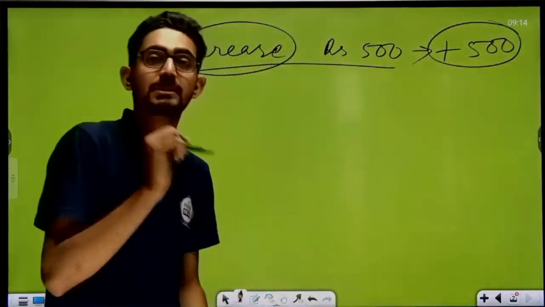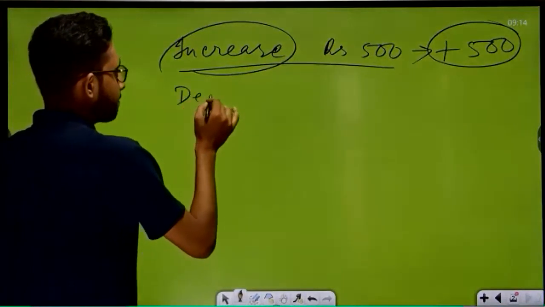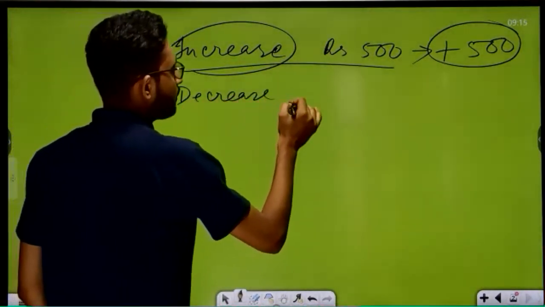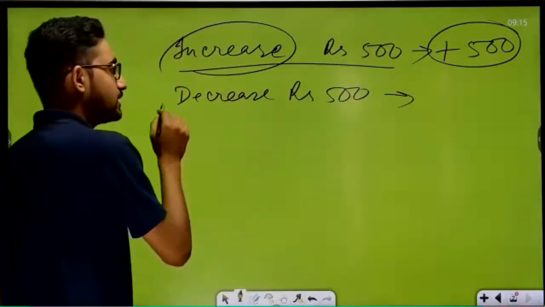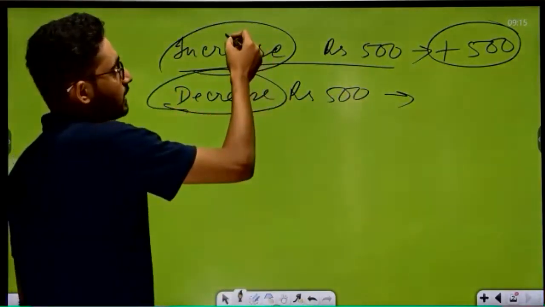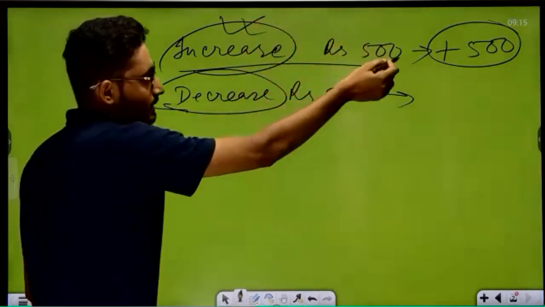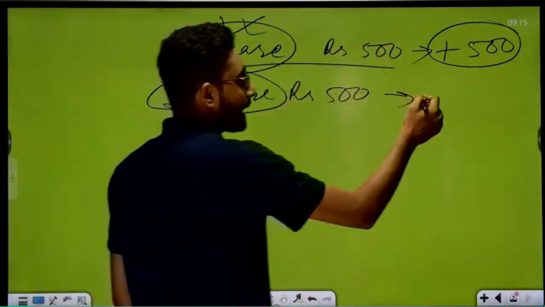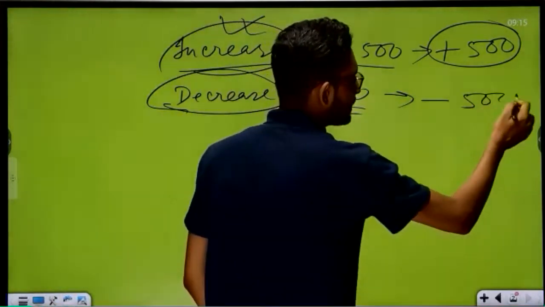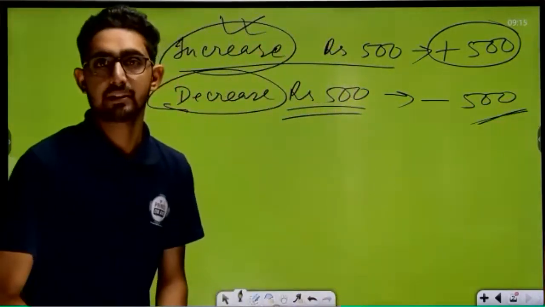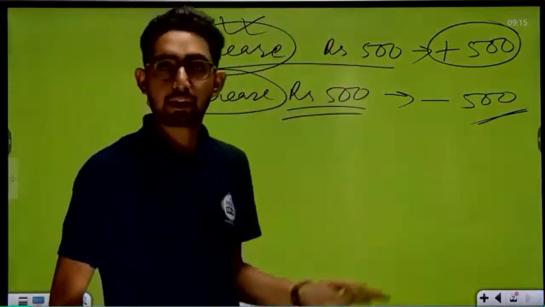And if I say decrease rupees 500, so you will represent as integers like this. Actually this is decrease. If I represent increase as a plus, then we will represent decrease as a minus. And how many rupees? 500. That's why we can say this is minus 500. Understood all of you? Very simple thing.